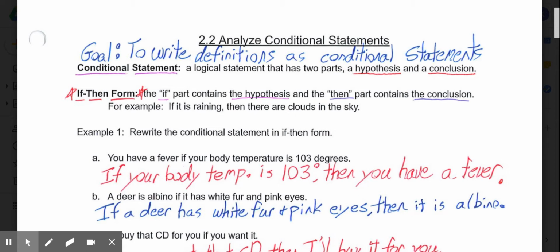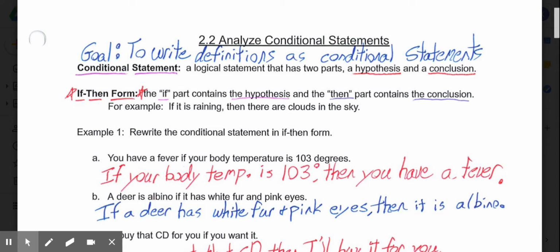Conditional statements for geometry. The goal for today's lesson is to be able to write definitions as conditional statements. We'll get into what conditional statements are in a minute. The reason we are covering conditional statements before we jump to deductive reasoning, or rather, in our previous lesson we looked at inductive reasoning, is that we need conditional statements first before we can apply deductive reasoning.